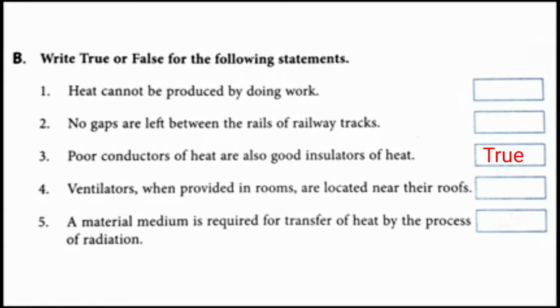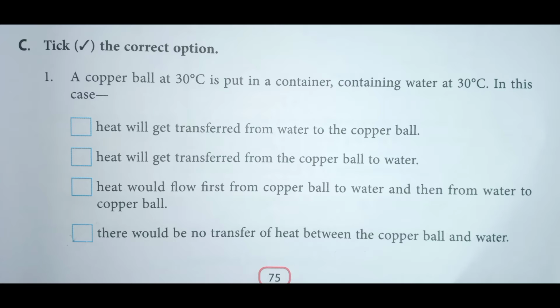True. Fourth, ventilators when provided in rooms are located near the roofs. True. Fifth, a material medium is required for transfer of heat by the process of radiation. False. Part C. Tick the correct option.